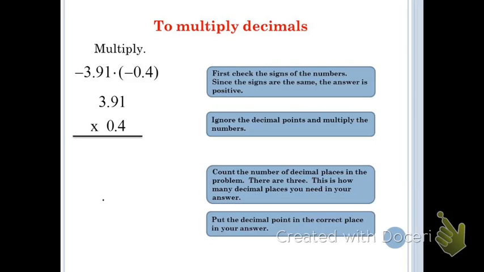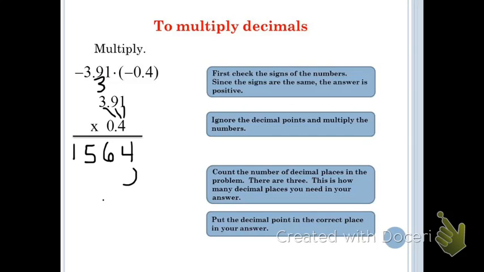Multiply negative 3.91 times negative 0.4. Notice my signs are both negative. They're both the same, so my answer is going to be positive. We'll distribute the 4. 4 times 1 is 4. 4 times 9 is 36. 4 times 3 is 12. Plus 3 is 15.